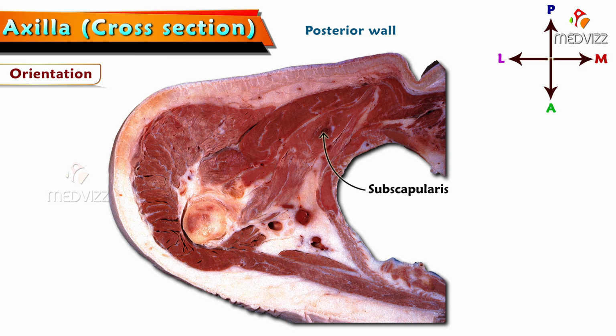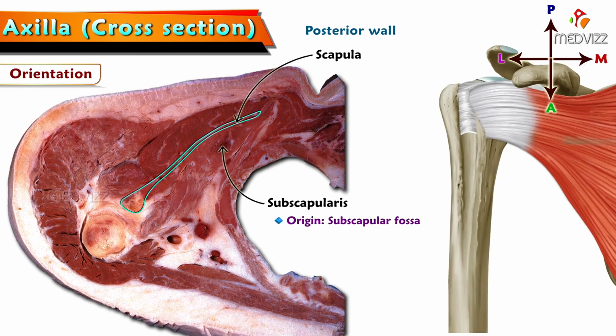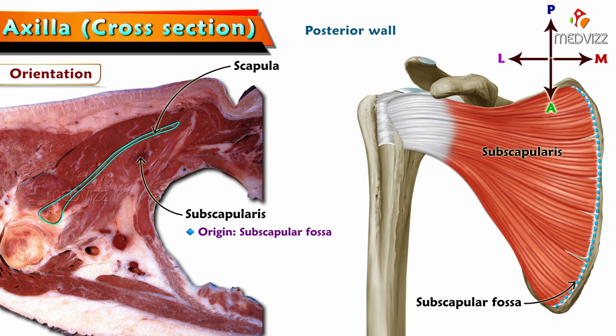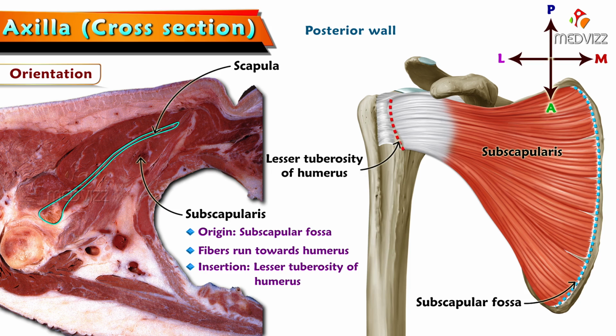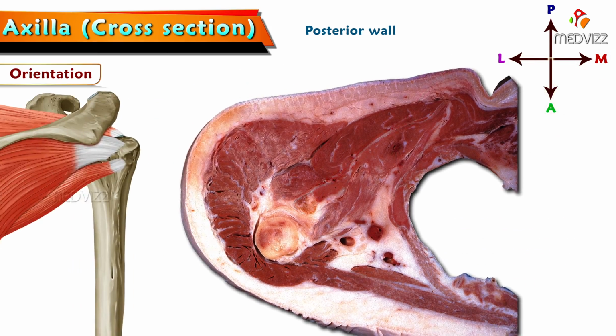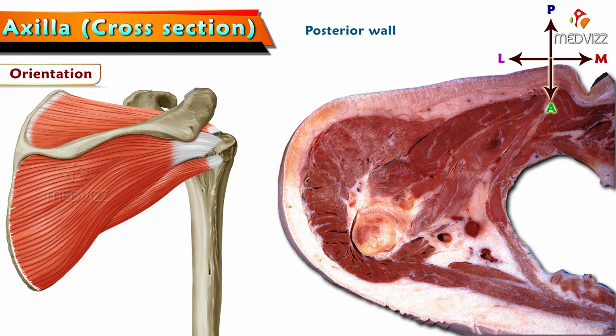One is subscapularis muscle. The subscapularis is present on the costal surface of the scapula, where this thick muscle originates from the subscapular fossa, and we can see the fibers are towards the humerus as it inserts to the lesser tuberosity of humerus. And the second chief muscle which contributes to the posterior wall is infraspinatus.